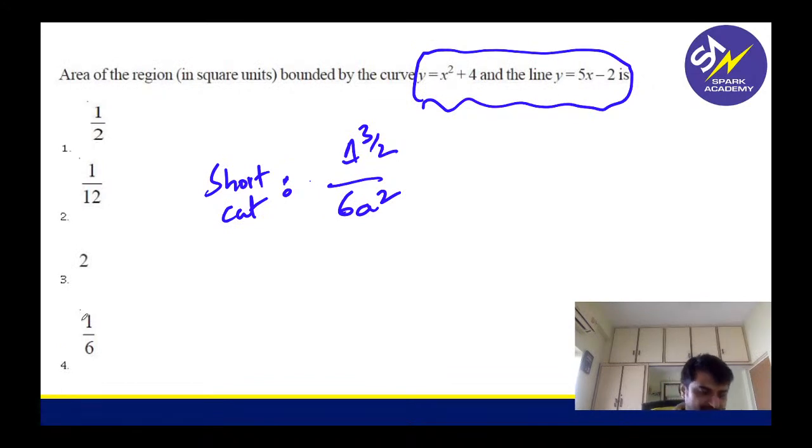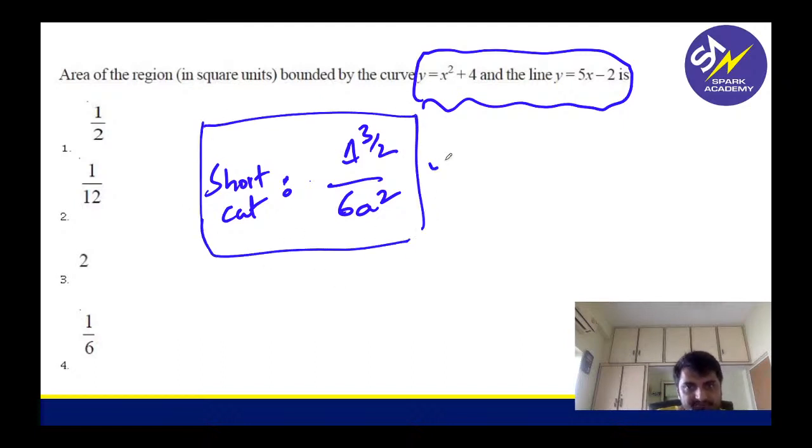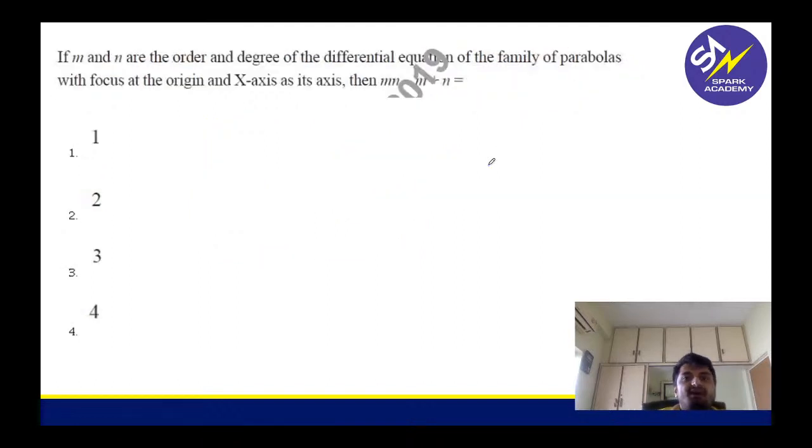This one, delta power 3 by 2 by 6a square, right? You remember this? Convert everything in terms of y, right? Yes. So I can write x square plus 4 equal to 5x minus 2. We discussed in the video, yes. Direct shortcut you can use for this. Last 3 questions, guys. Now tell me, guys.